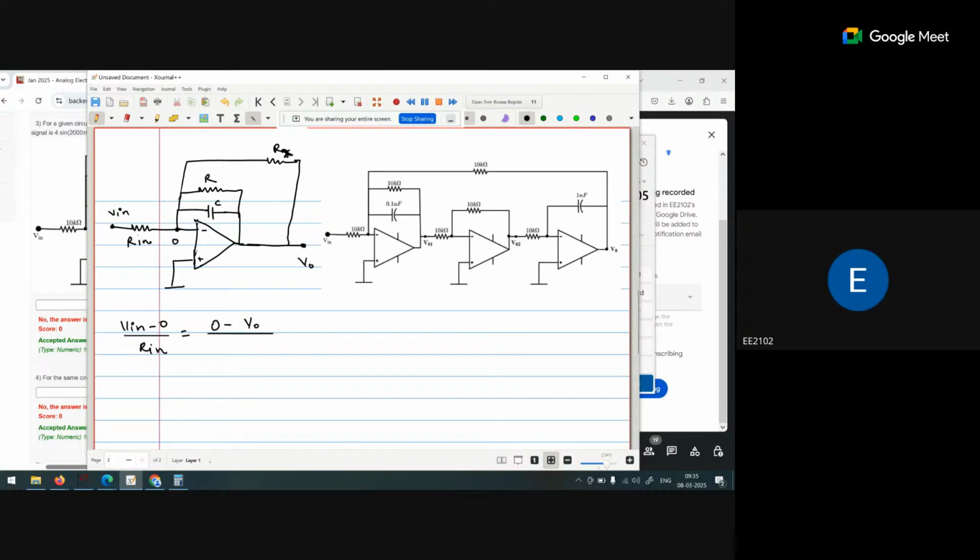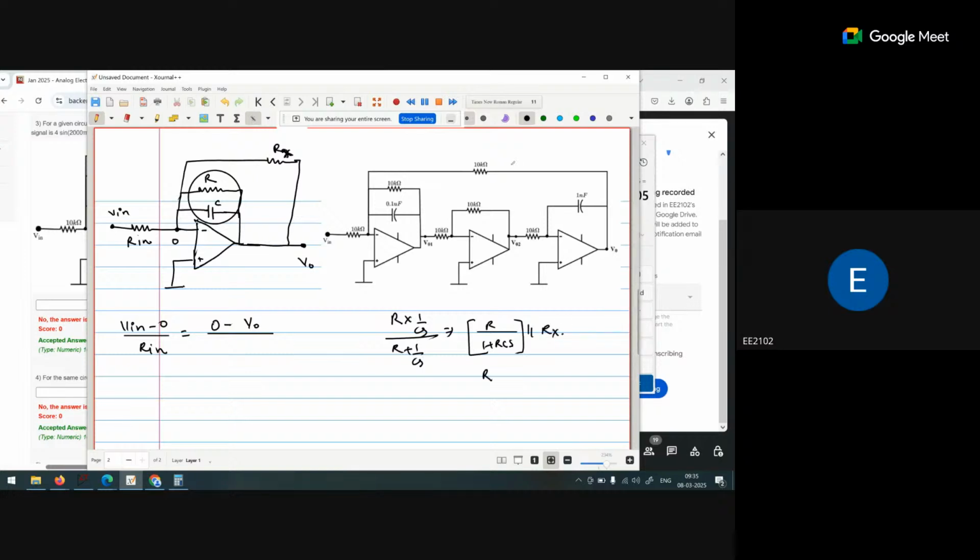This is the important part: RX parallel with R parallel with C. First of all, if we take the parallel combination of these two, it is R into 1 by CS upon R plus 1 by CS. So it becomes R upon 1 plus RCS. And now this one is again in parallel with RX.